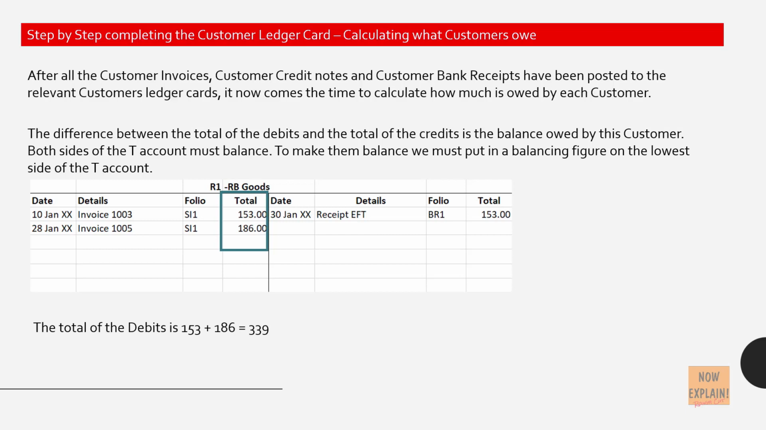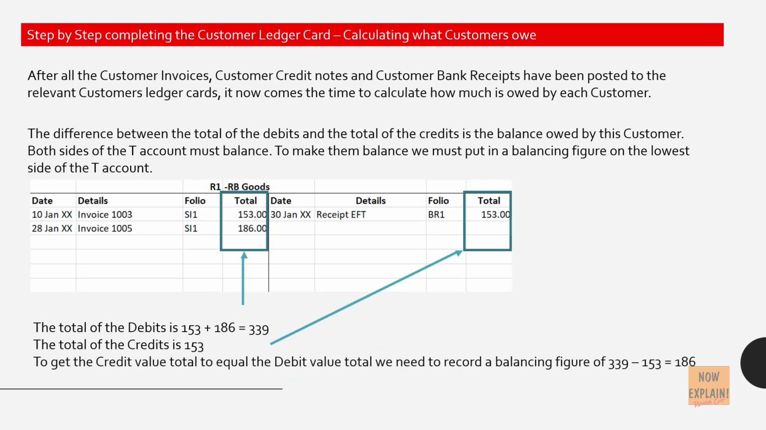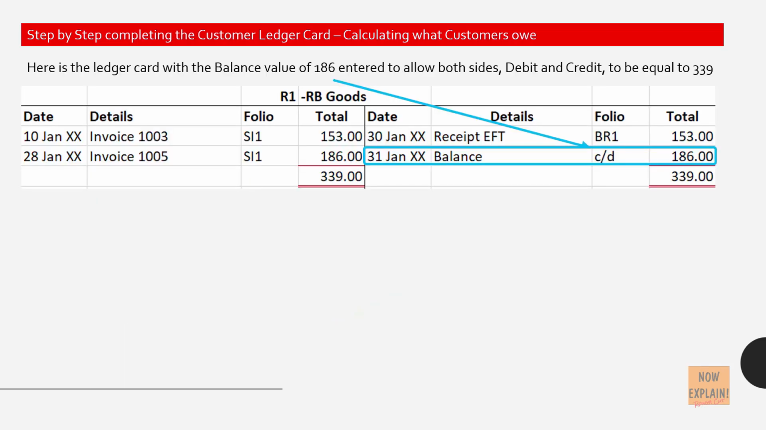To make them balance, we must put in a balancing figure on the lowest side of the T account. The total of the debits is 153 plus 186, which equals 339. The total of the credits is 153. To get the credit value total to equal the debit value total, we need to record a balancing figure of 339 minus 153, which is equal to 186. Here is the ledger card with a balance value of 186 entered to allow both sides, the debit and credit, to be equal to 339. This value will be carried down to the debit side of the ledger card.